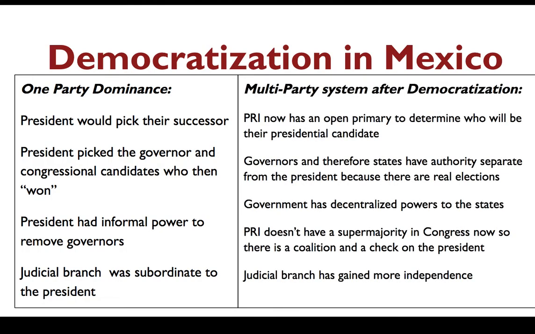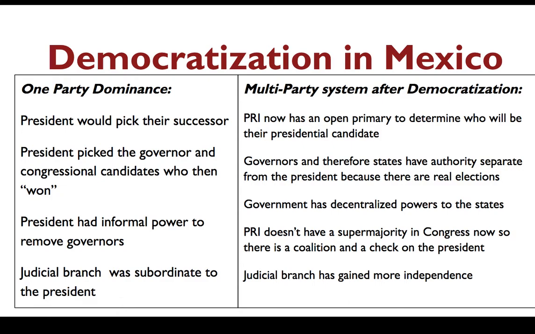After 2000, we end up having a multi-party system in Mexico. And you can make the argument that even before 2000, Mexico had a multi-party system. But it's really official after 2000 because at that point, that's the first time the PAN wins the presidency. So the PRI now has an open primary to determine who their presidential candidate will be. They no longer have the president pick the successor. Governors and therefore states have authority separate from the president because there are actual real elections. It's not predetermined who's going to win. The government has decentralized power to the states.